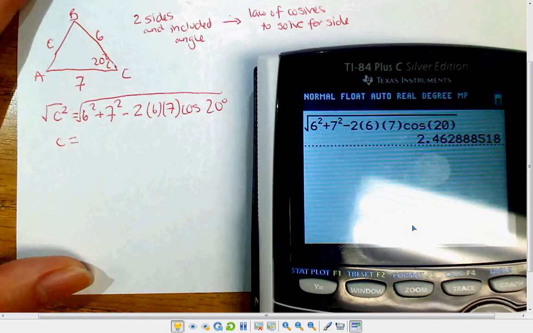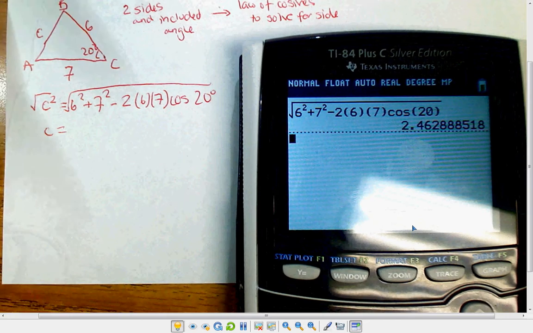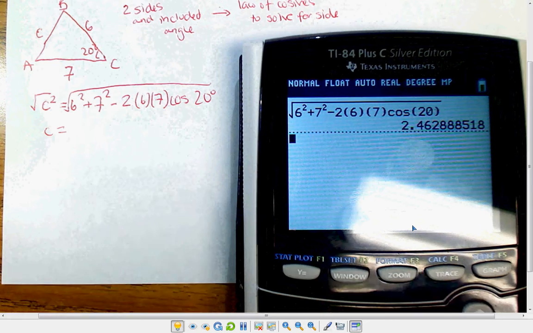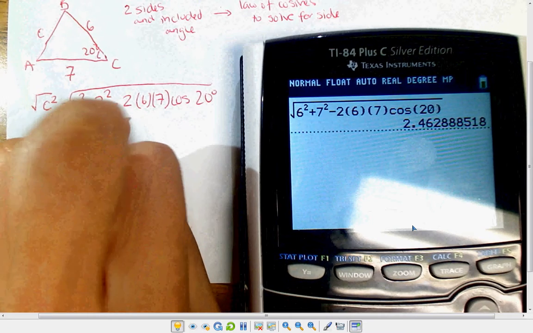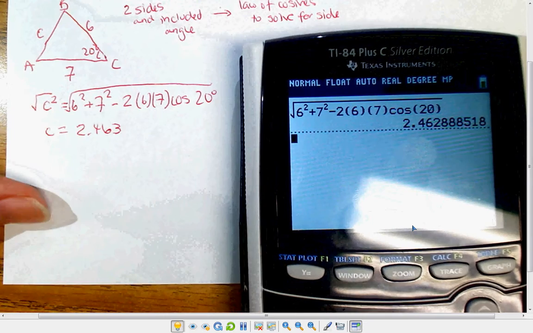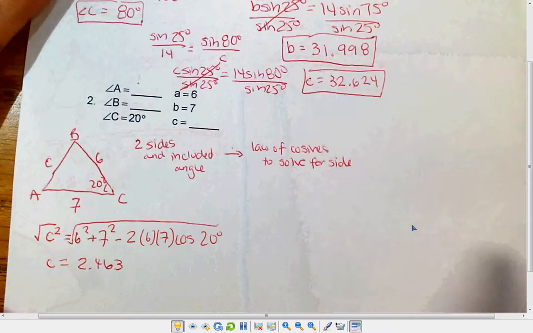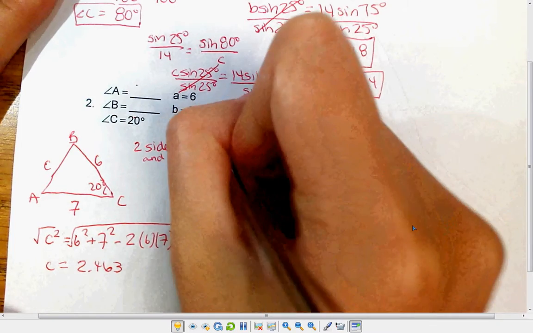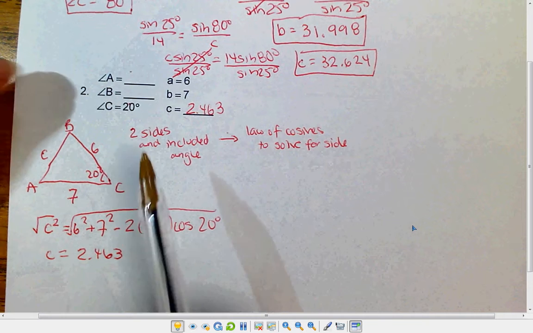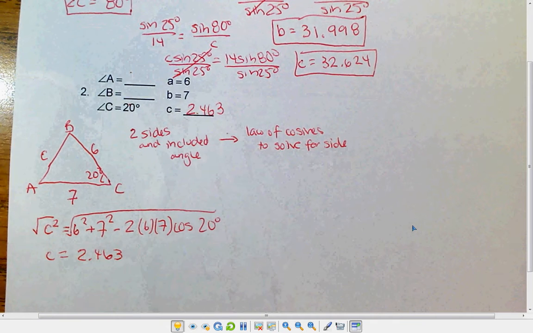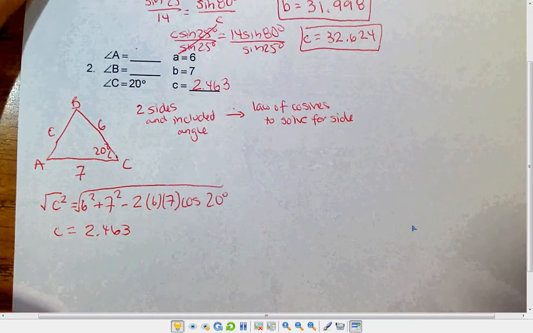And what that gives us is 2.463, since the 8 rounds the 2 up to a 3. And because it's a side, that's why we're using 3 decimal points. We have side C. So now, after we solve for this first one, we now have a pair. So we have C and C. So we can now use law of sines.